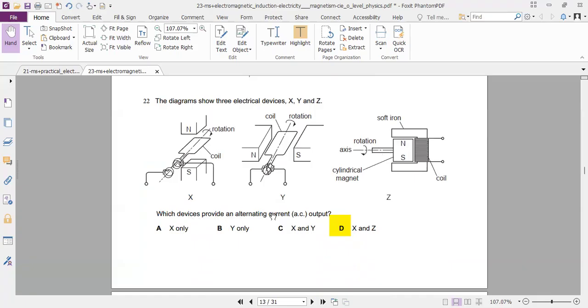Which device provides an AC current output? Okay, we have here splitting, and we have here the rotating magnetic field and the coil. So this and this will provide AC current, and this will provide DC current once movement is done.